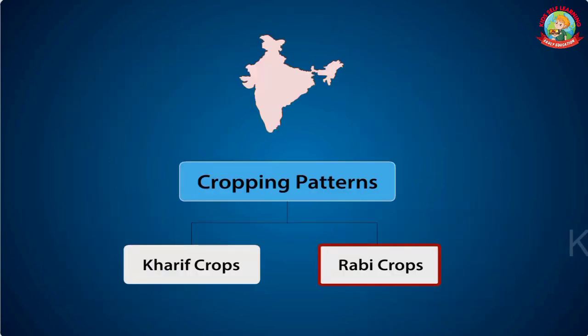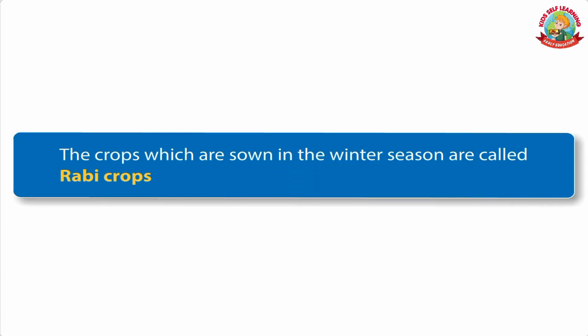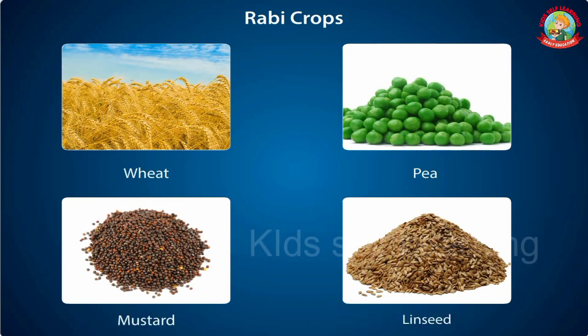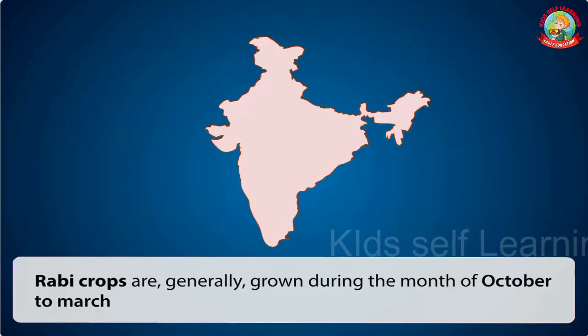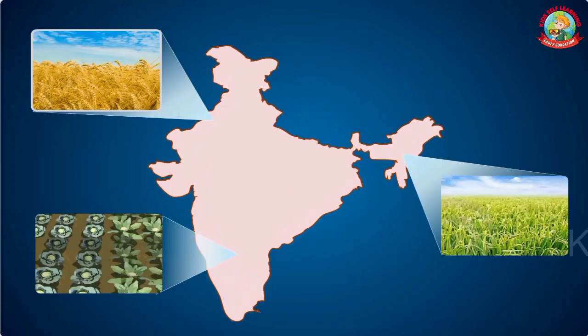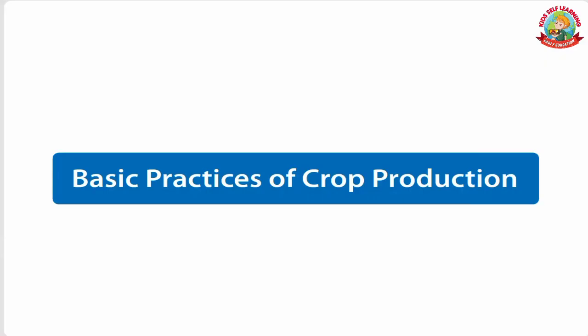Rabi crops. The crops which are sown in the winter season are called Rabi crops. Examples for Rabi crops are wheat, pea, mustard, linseed, etc. Rabi crops are generally grown during the month of October to March. Let us now learn how these crops are grown in the fields. Basic practices of crop production.